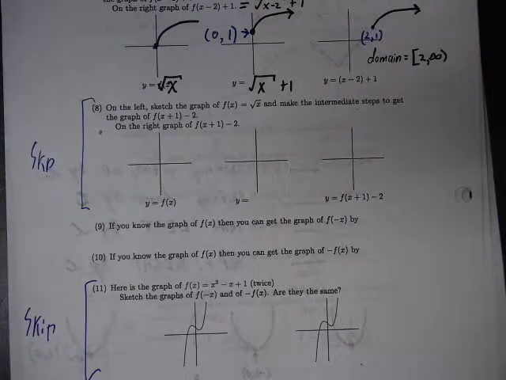If you happen to know what the graph of f of x looks like, then how do you sketch the graph of f of x plus c? You move it up an amount of c. What about f of x minus c? Left by c, right by c.